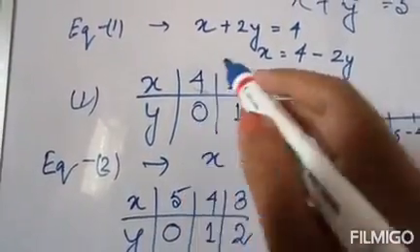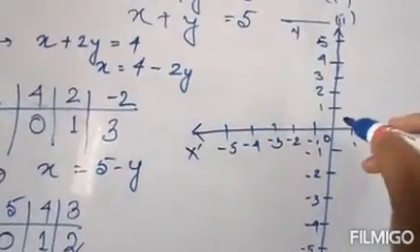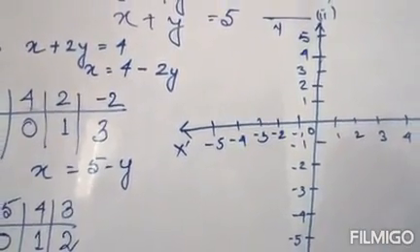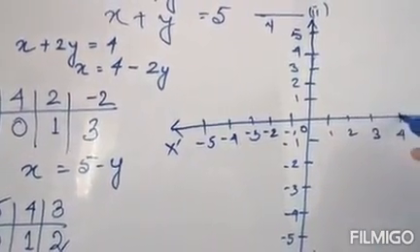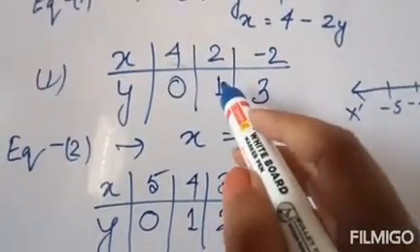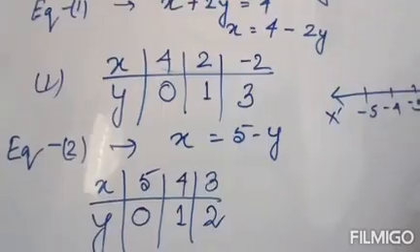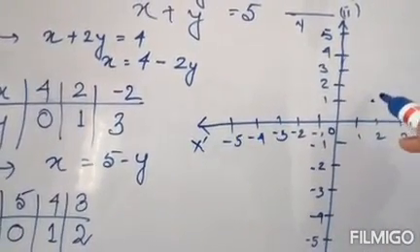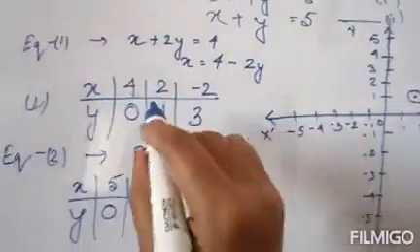Now, when y is 0, x is 4. So the first point is this. Second point, y is 1, x is 2. This is our second point.